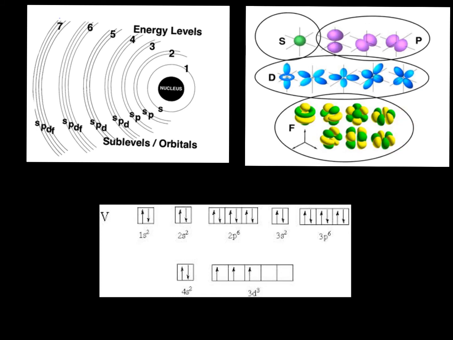A regular electron configuration only includes energy level and sublevel. 1s2, and then 2s2, and then 2p6. It doesn't say which of the orbitals inside p is being used, it just says all 6. So an orbital diagram actually shows each orbital inside the subshell. Okay, so 1s2, 2s2, 2p6, 3s2, 3p6, 4s2, 3d3. I have 3 electrons out of the 5 possible orbitals of d.